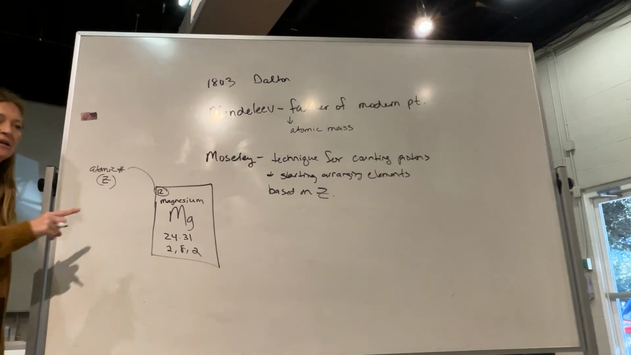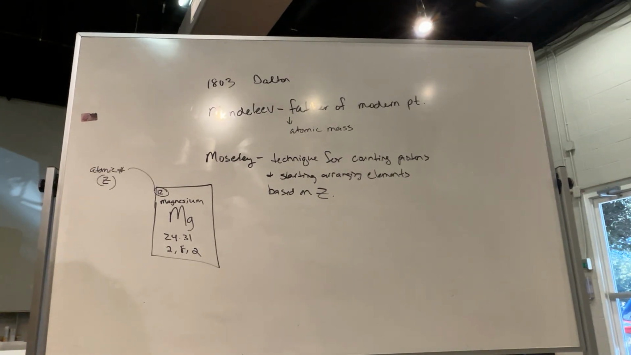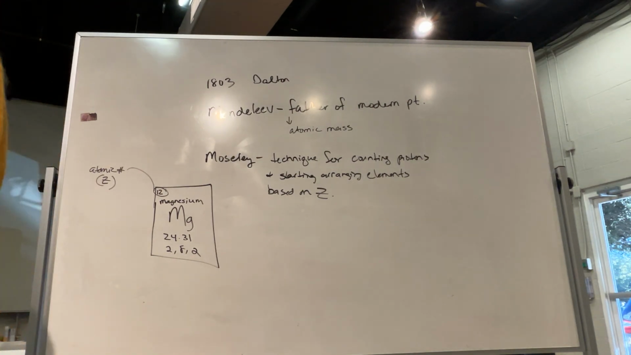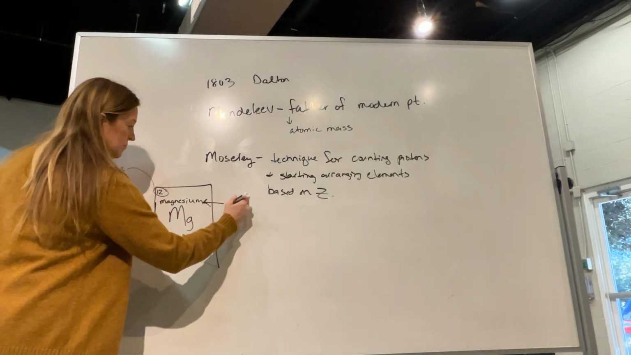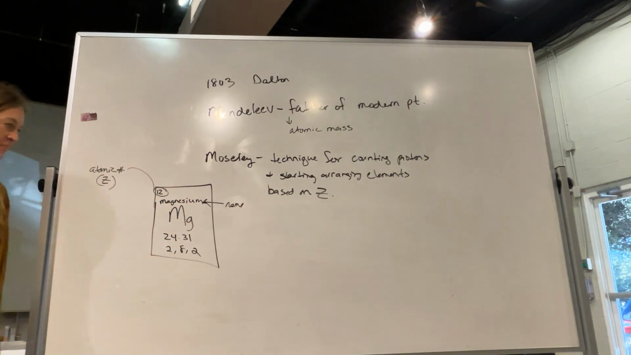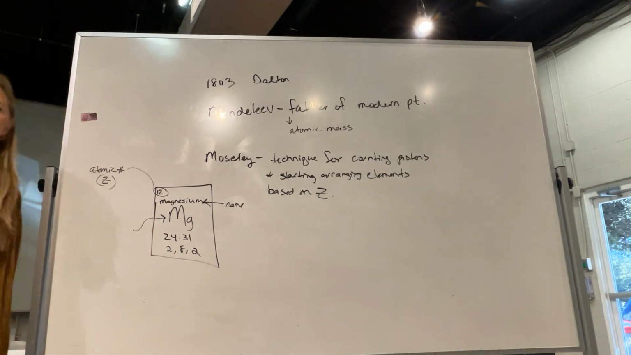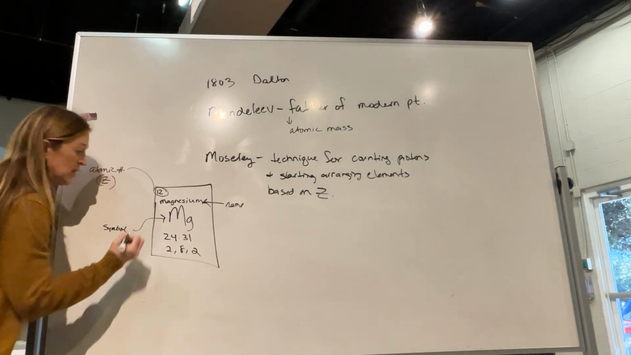So you might see in some of your questions on the quizzes, tests or homework, something like Z equals this. That just means that's basically your element's address, right? If they say Z equals 20, you go to 20, and that's calcium. So this right here is obviously the what? The name of the element. And this is the what? The symbol, or the abbreviation.